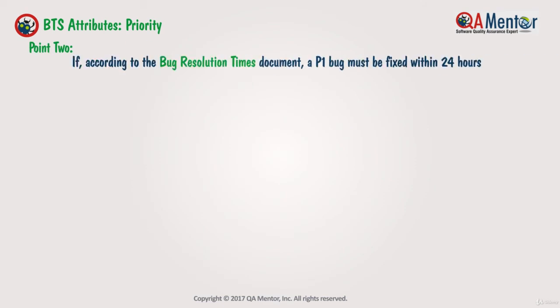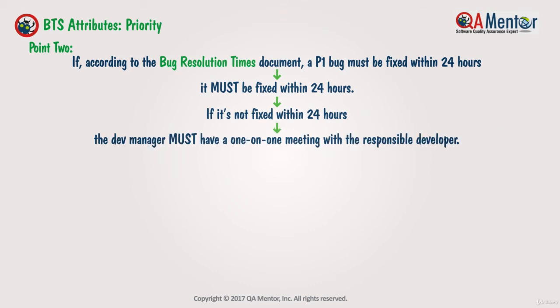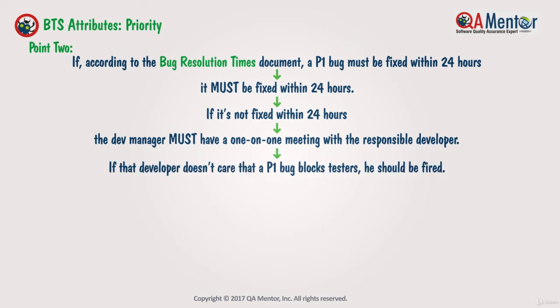Point 2. If according to the bug resolution times document, a P1 bug must be fixed within 24 hours, it must be fixed within 24 hours. If it is not fixed within 24 hours, the dev manager must have a one-on-one meeting with the responsible developer. If that developer doesn't care that a P1 bug blocks testers, he should be fired.